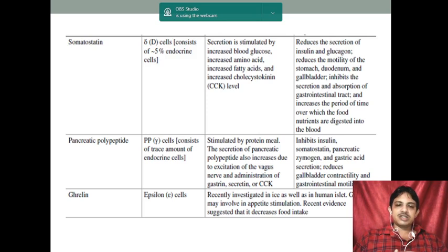Ghrelin is from the epsilon cell. It was recently investigated that this type of cell produces hormones in the human islet. Ghrelin may be involved in appetite stimulation, and research evidence suggests that it decreases food intake. So these are the different types of pancreatic hormones.